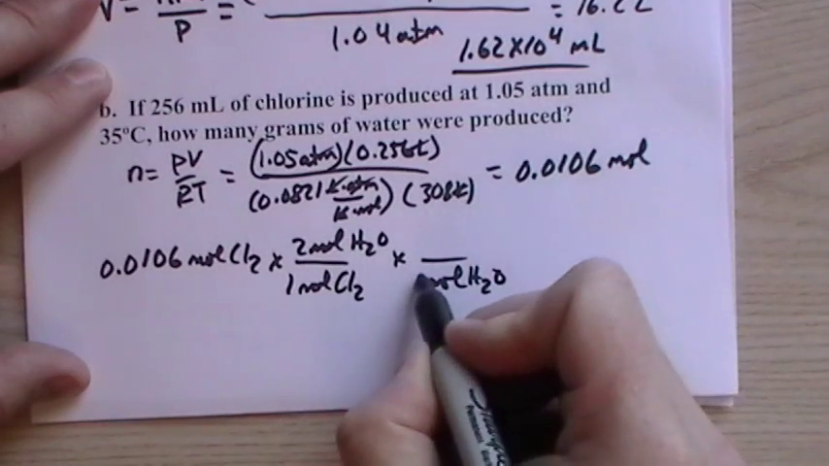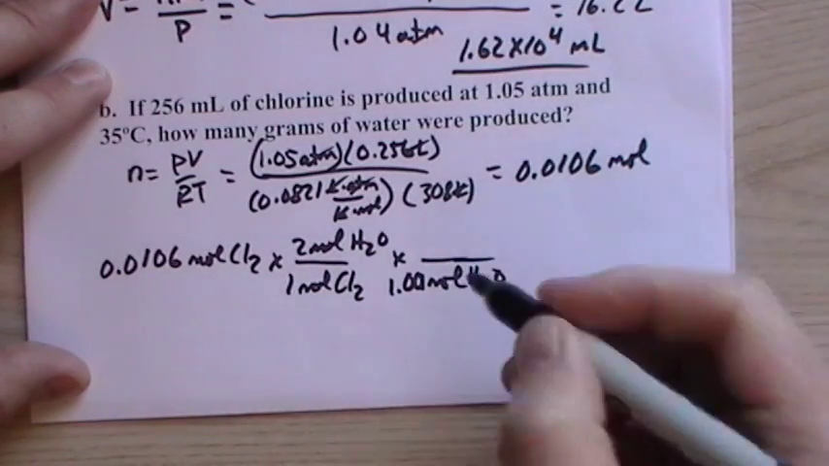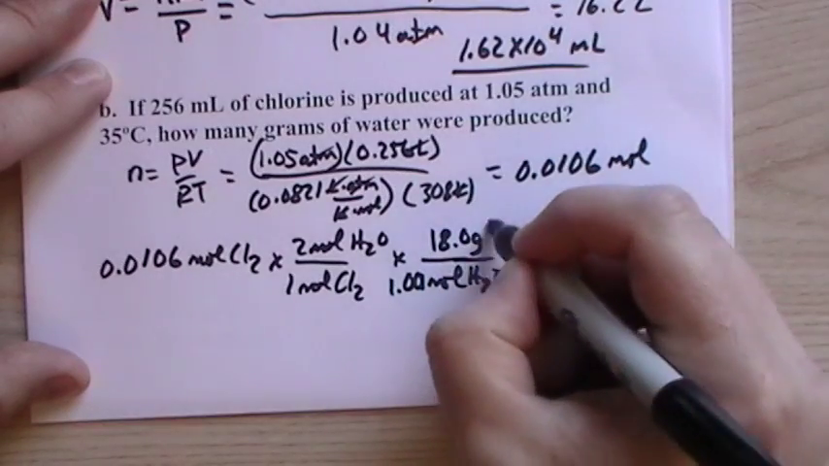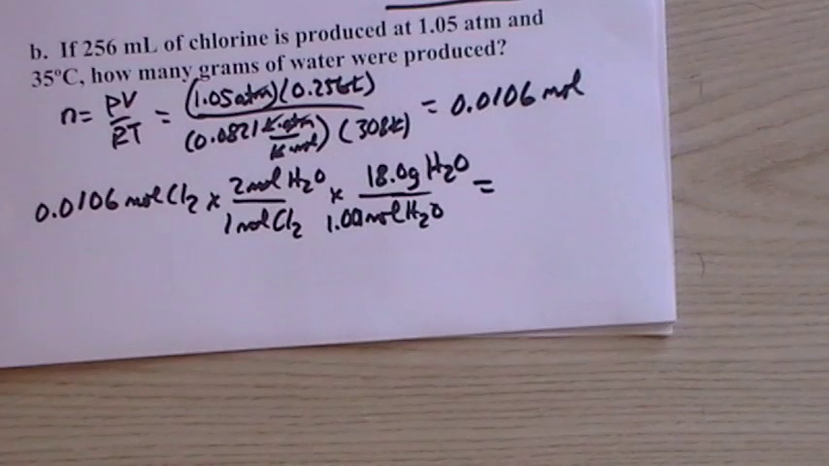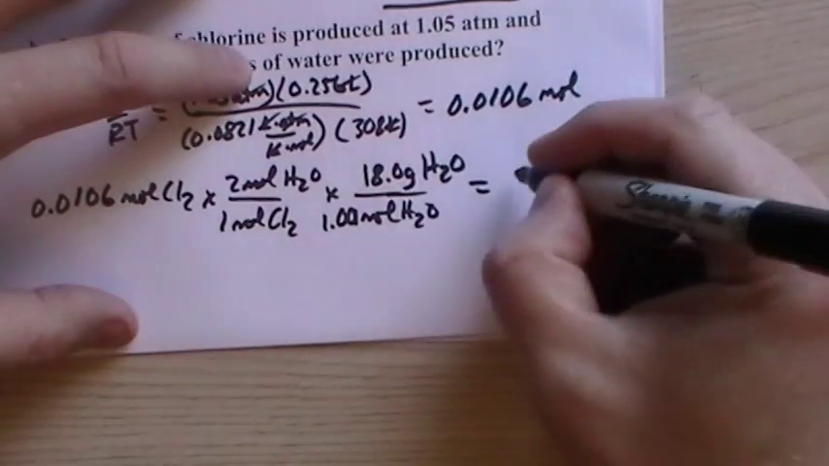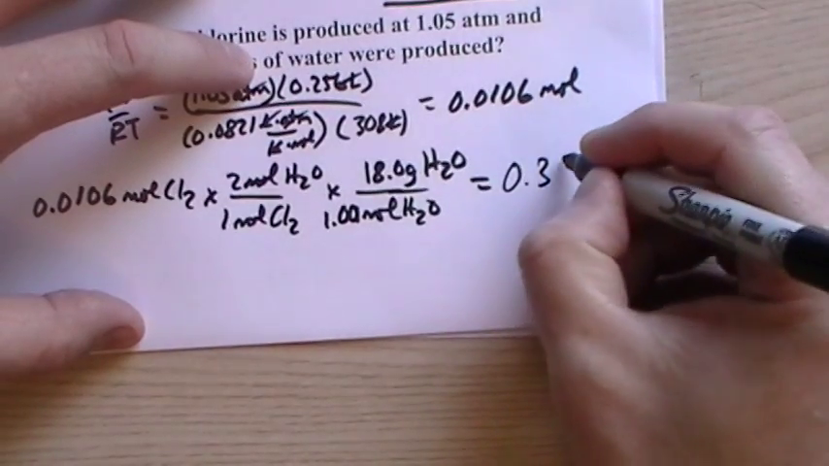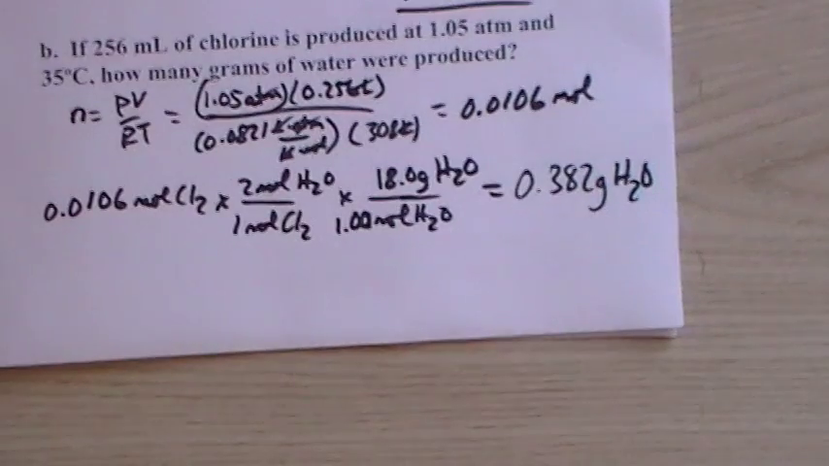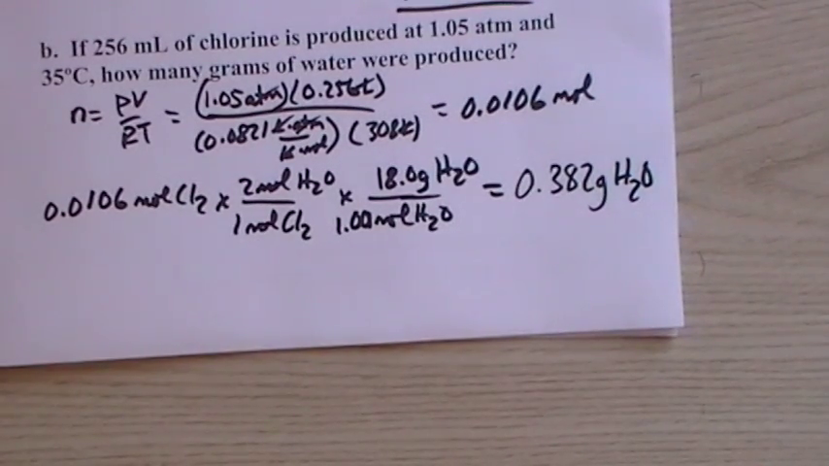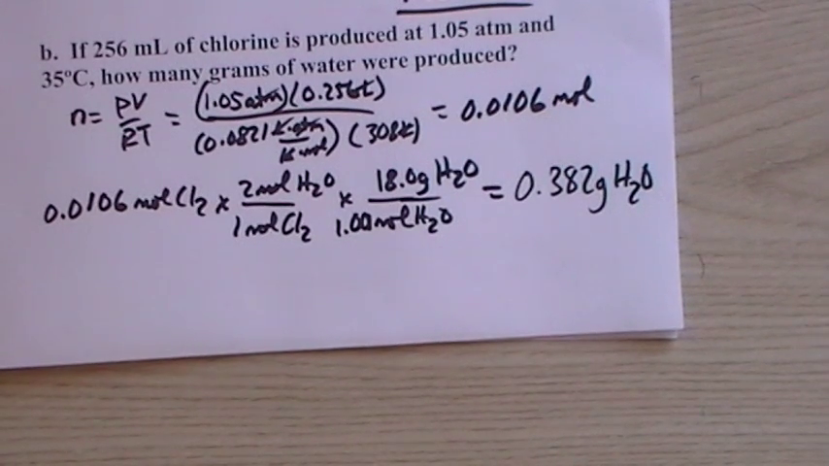So back to chapter 3 stuff, 18 grams. So 0.0106 times 2 times 18, we get 0.382 grams of water. And just double check that. Times 2, because it's 1 to 2. I didn't show the equation, but it's earlier there. I'll show it in a second.